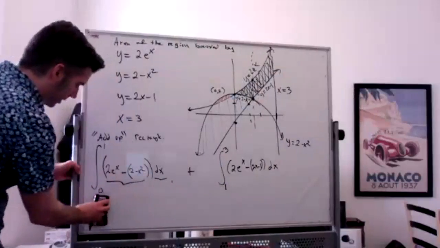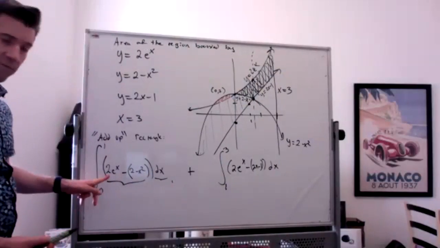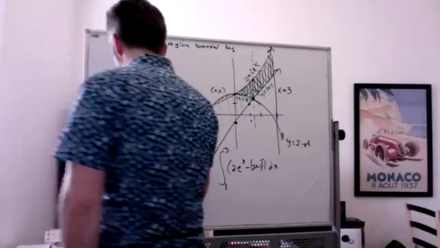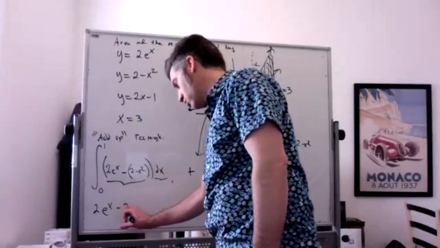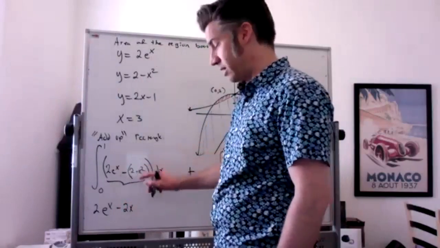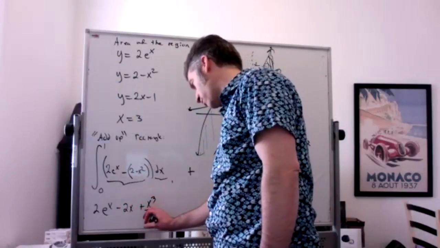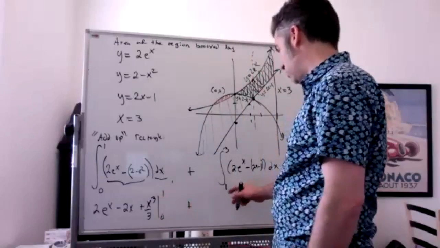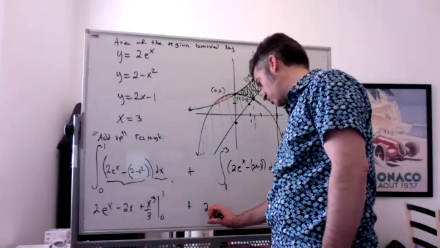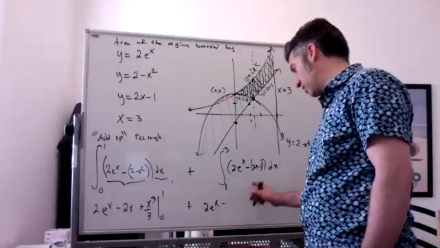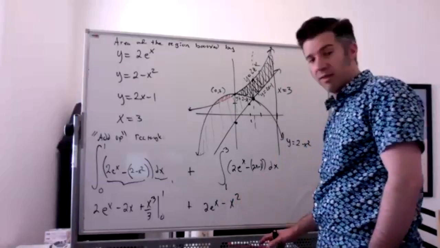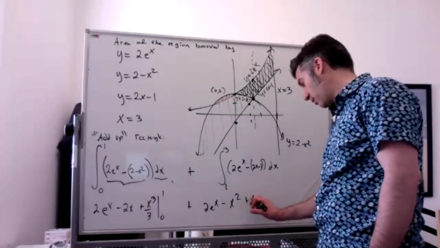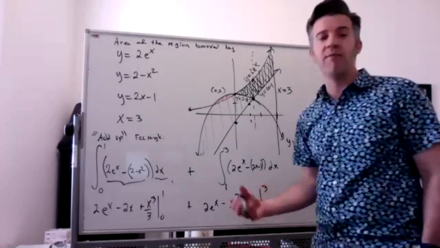So actually calculating this, we would anti-differentiate 2e to the x and get 2e to the x. The antiderivative of minus 2 is minus 2x. The antiderivative of x squared is x cubed over 3 from 0 to 1. Plus, then we're going to do this one. The integral of 2e to the x is 2e to the x. Minus the integral of 2x, which is x squared. And the integral of minus 1 is minus x. And we're going to evaluate that from 1 to 3.